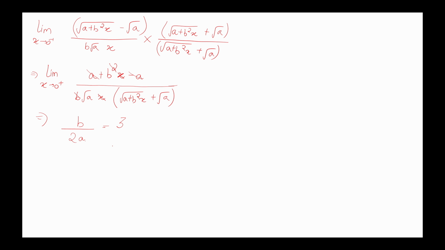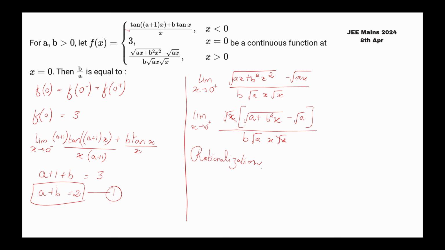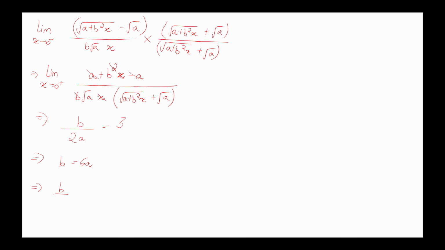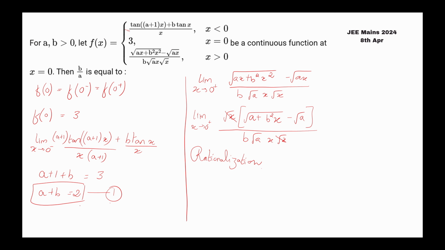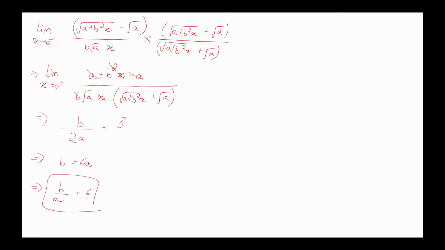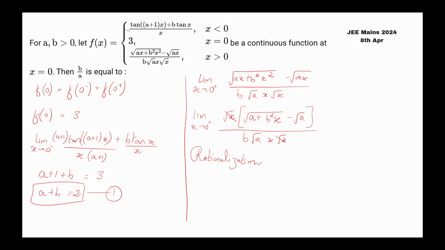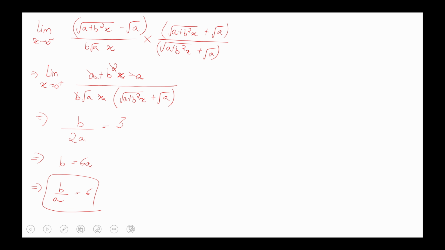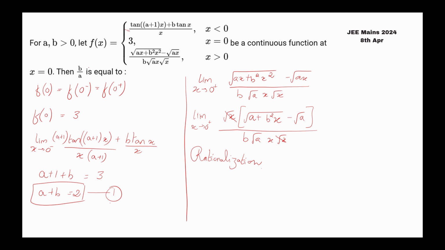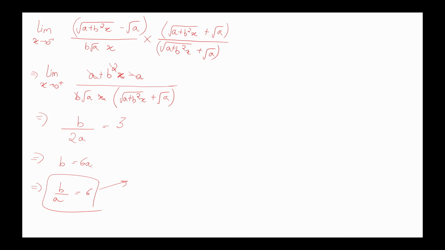This value we know is equal to 3, so b would be equal to 6a, and we know that a plus b is equal to 2. However, what was asked in the question was to find b by a. So simply we can find b by a to be 6. We did not have to use this equation, of course. Had they asked us to find the separate values of b and a, then we could have used the first equation, a plus b equals 2, and then found our answer. However, we only had to find b by a, so simply 6 becomes our answer.